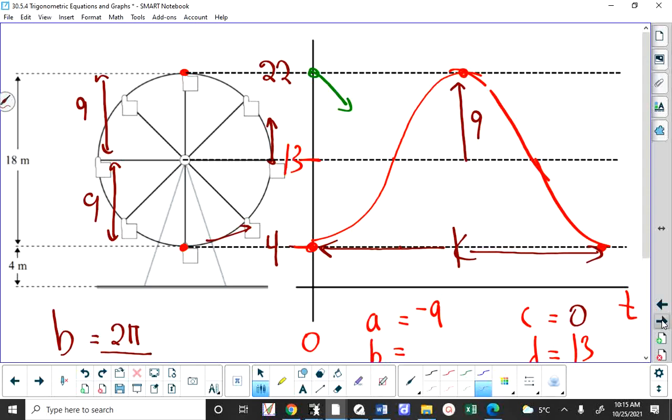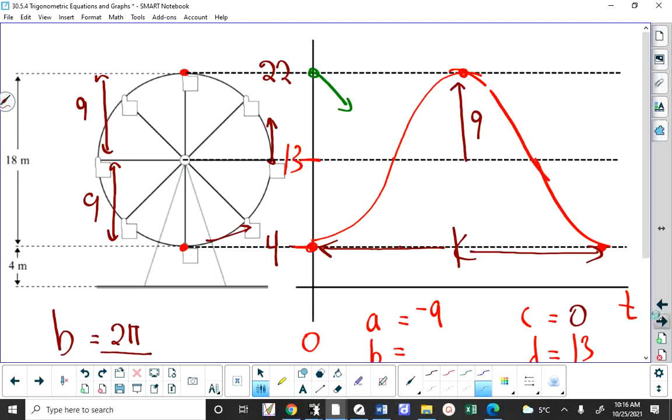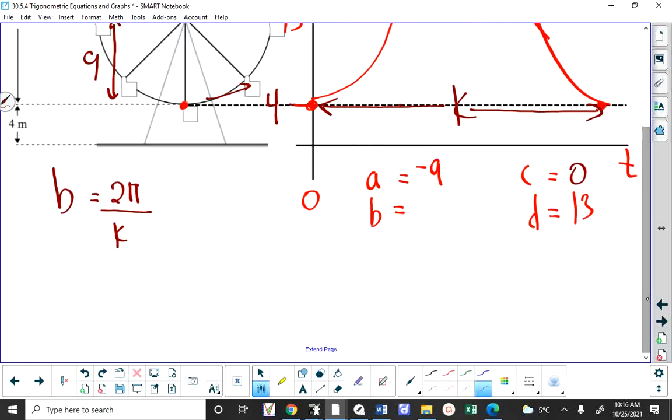The reason it's 10 seconds is we can divide 6 revs by 6 to get 1 rev for the period, and we would have to divide 60 seconds by 6 to get 10 seconds. Or, I mean, the numbers are maybe pretty obvious, eh? We can see it's 10 seconds. So that means that we can calculate B. B is 2 pi over 10, which is pi over 5.